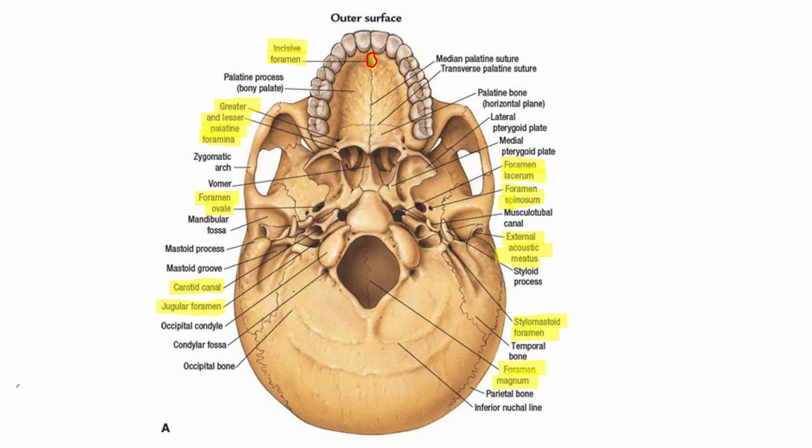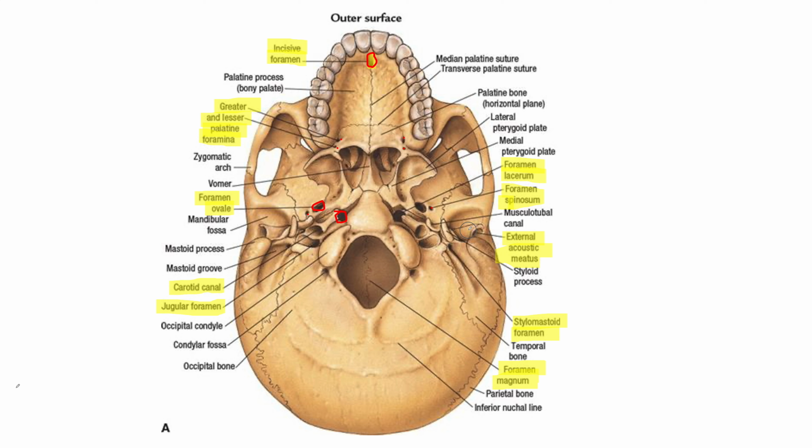Next one over here, oval shaped foramen is called foramen ovale. So it is named after its shape, foramen ovale. This small foramen right next to foramen ovale is called foramen spinosum. Then we have this big foramen over here, which is called foramen lacerum.